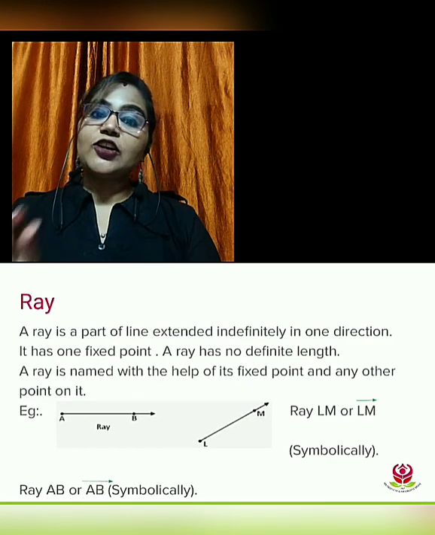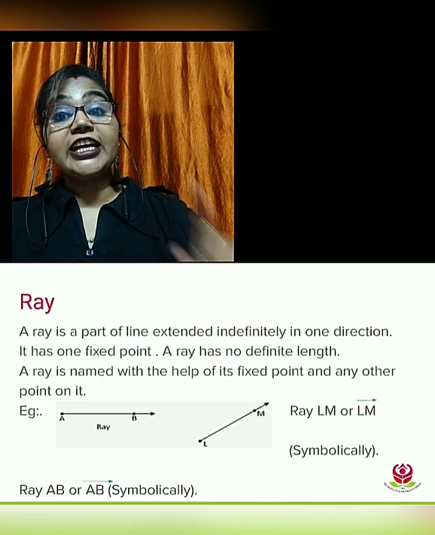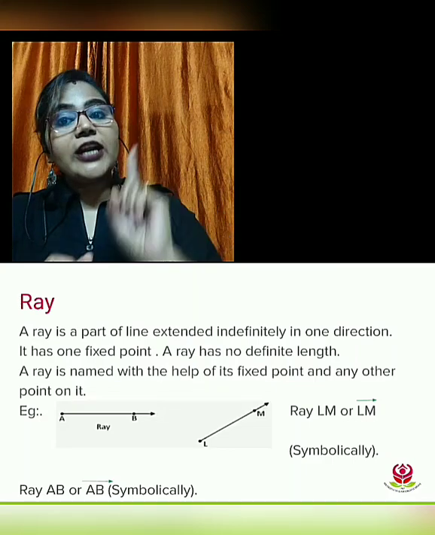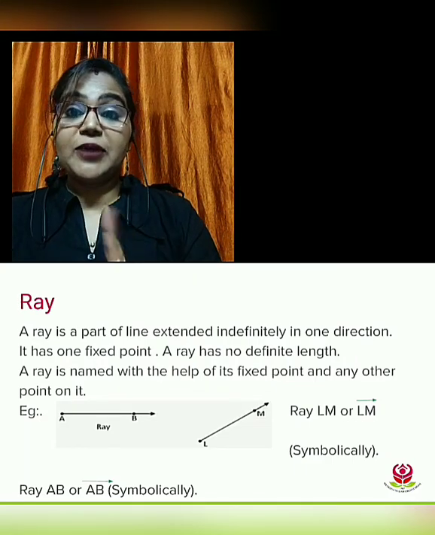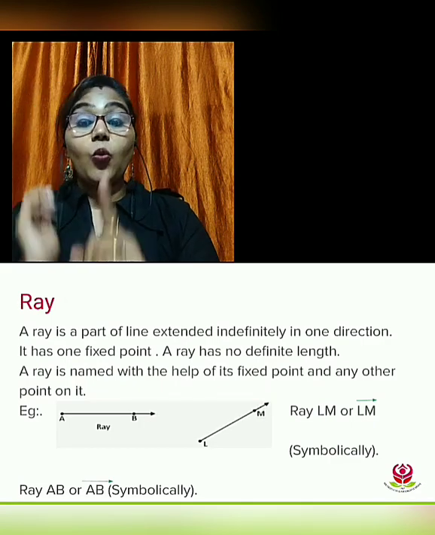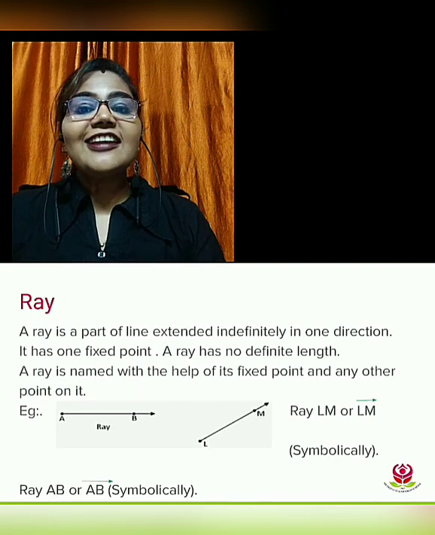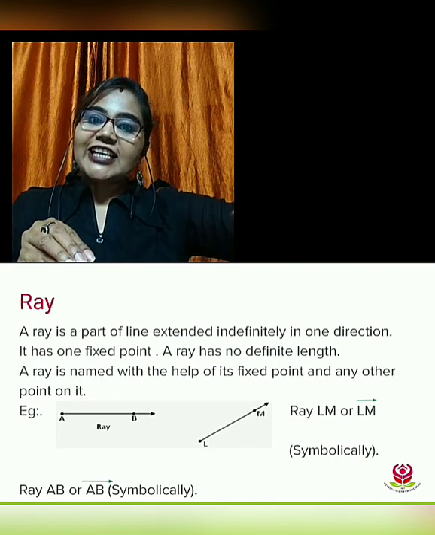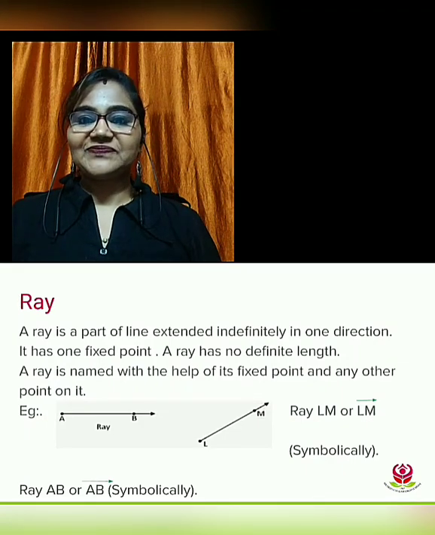Ray is also a part of a line extended indefinitely in one direction. It extends indefinitely in one direction. It has one fixed point. Remember, a ray has one fixed point. A ray has no definite length. One fixed point is there, but when it goes on extending to either side, it has no definite length.